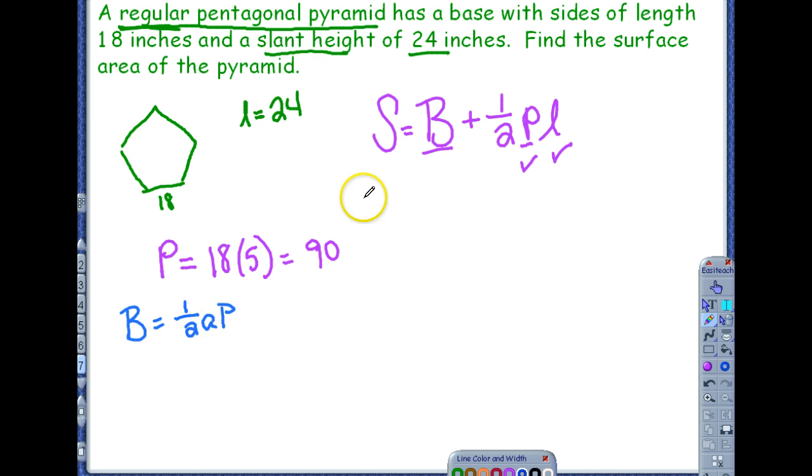And guys, notice how I'm rewriting these formulas each time? It's really a good practice to do that. Just write down the formula and then put in the pieces that you know. We already know the perimeter. We need to know the apothem. So let's draw in the little right triangle. And let's talk about this one, because pentagons, they're not quite as lovely of figures. What do you know about the central angle of a whole pentagon?